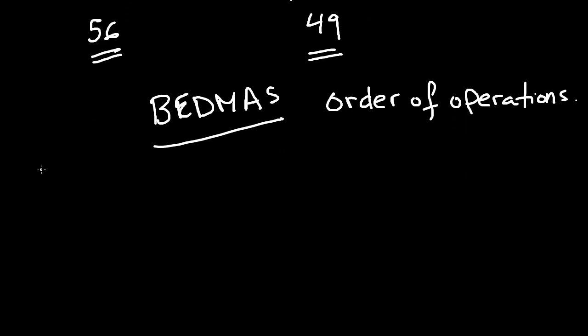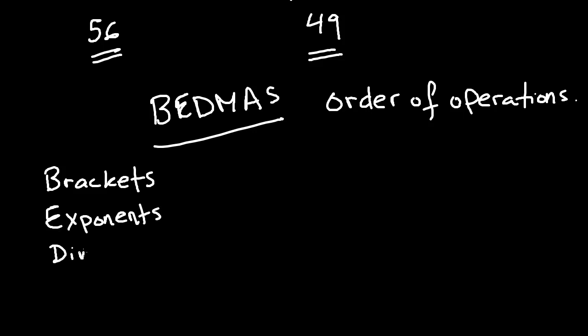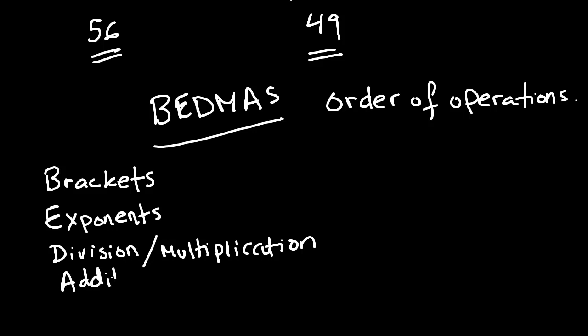stands for, the B in BEDMAS stands for brackets. The E stands for exponents. The D stands for division. The M stands for multiplication. And the A stands for addition. And S is for subtraction. So this is the order in which we carry out our mathematical operations.